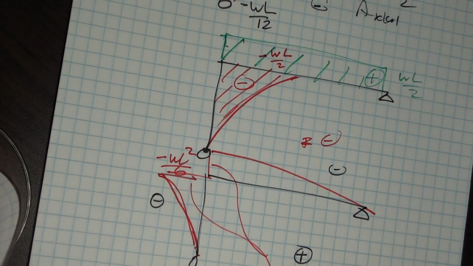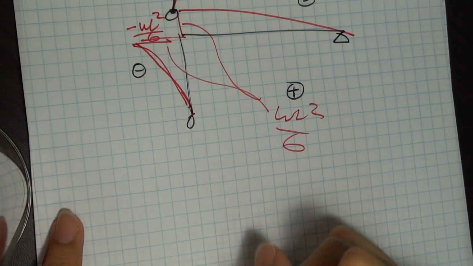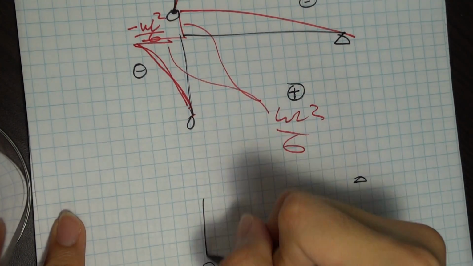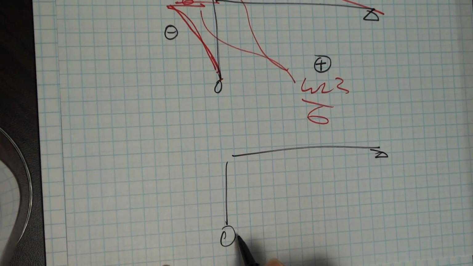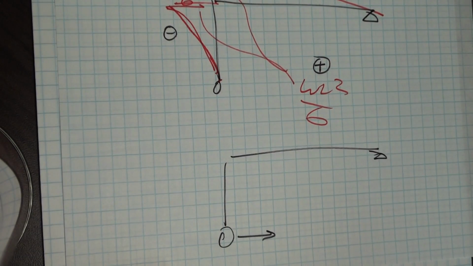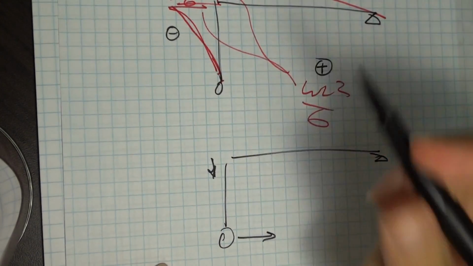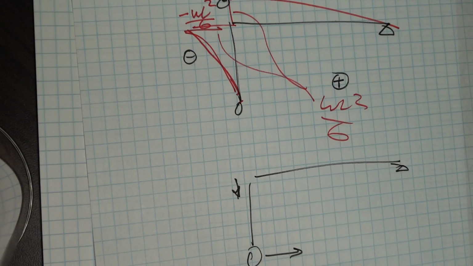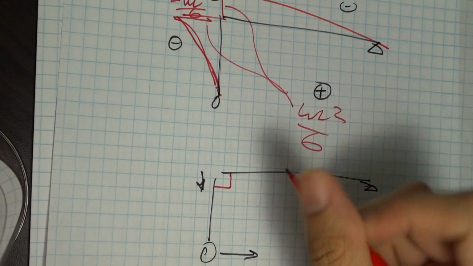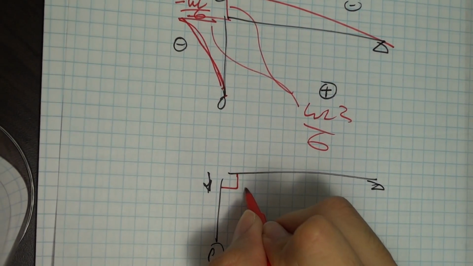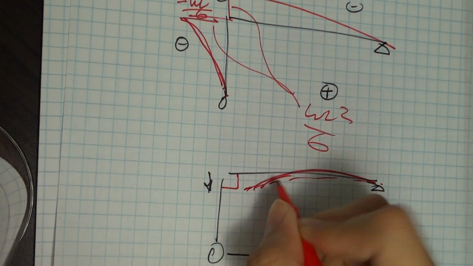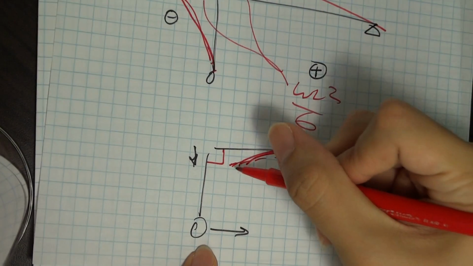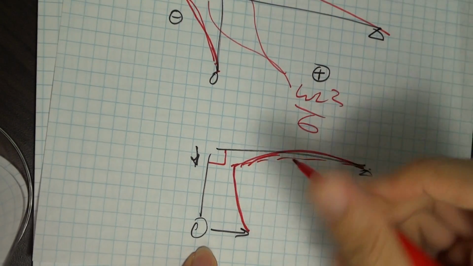Finally, let's draw the deflected shape. Basically, what's going to happen is this roller is going to move inwards. If this moves inwards, this has to move downwards. And this has to stay at a right angle. So we're going to get something that looks like this, concave downwards, and we're going to get something over here.